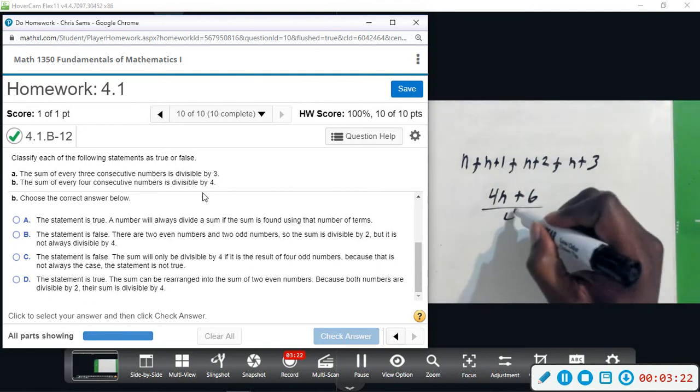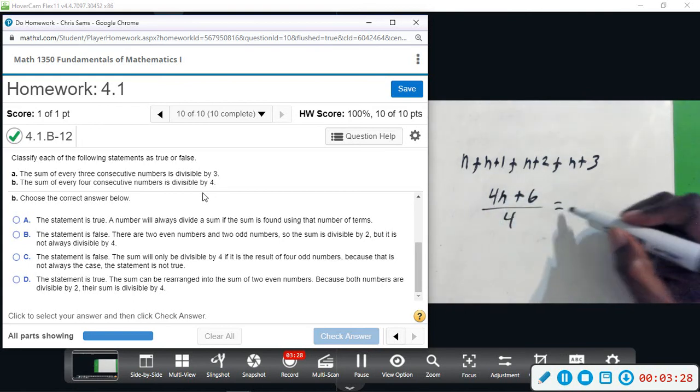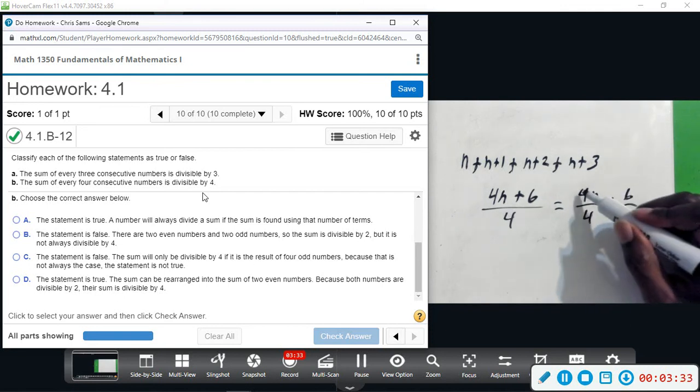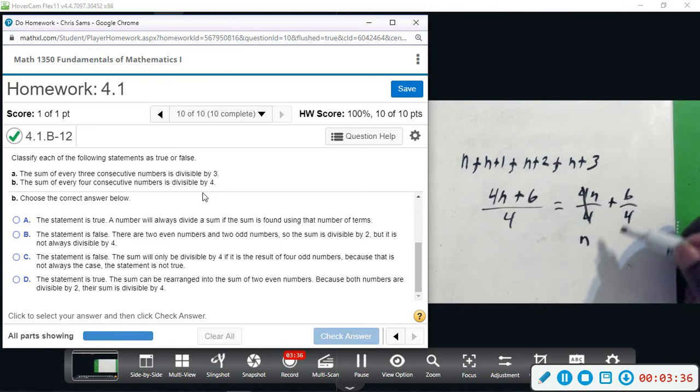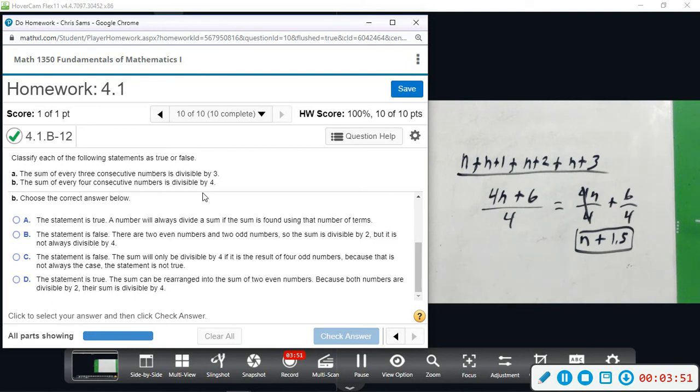If we divide this by 4, it will not divide by 4 evenly. It's the same thing as looking at this. 4n over 4 plus 6 over 4. This is divisible by 4, which will leave us with n, but this is not. We would get a fraction, 1.5, or we can get 1.5 as a decimal. We need whole numbers. So 4 numbers are not always divisible by 4. Hence the previous example saying if you use that number of terms, it's divisible by that number would not be true. So false, there are 2 even, 2 odd.